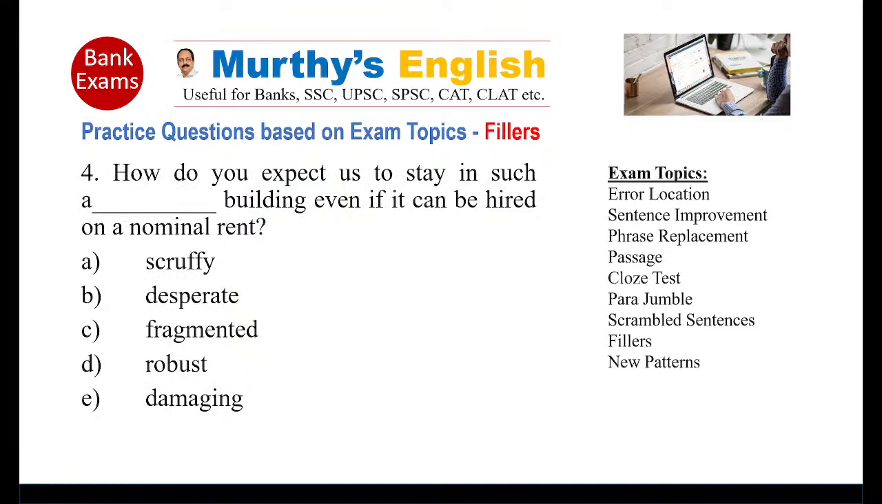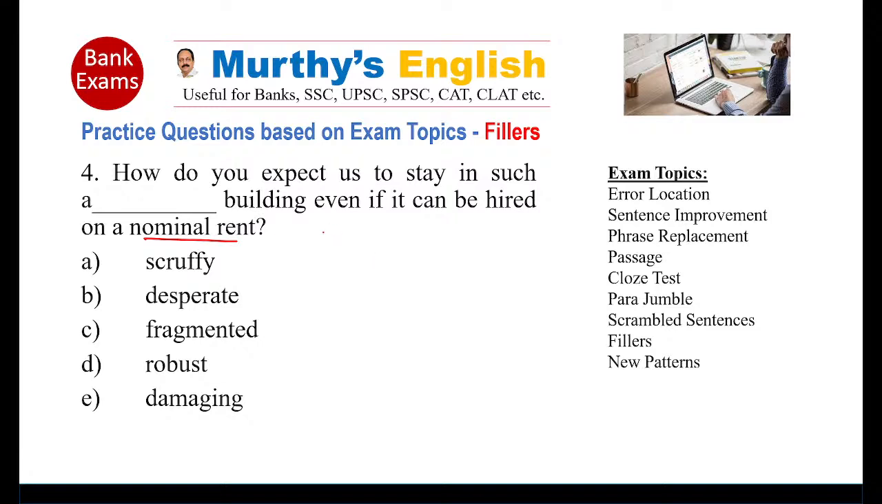"How do you expect us to stay in such a building even if it can be hired on a nominal rent?" You have to understand the context. Based on contextual awareness, fillers especially, you can answer. Context is not positive, it is negative.